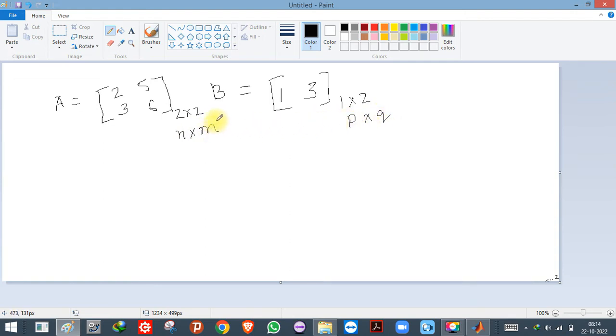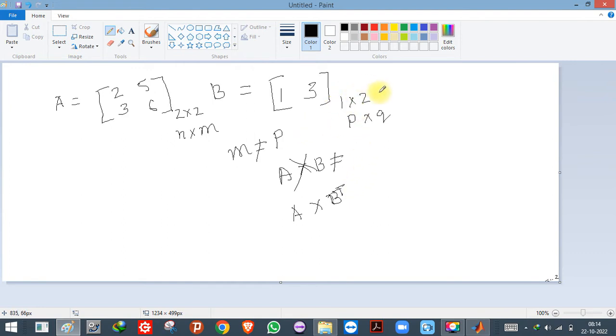So again I am telling those who know all these things about MATLAB, they can skip this lecture, because I just want to start from the beginning for all those who are absolute beginners in MATLAB. So I just want to give them a basic idea about this operation. So now here m is not equal to p, so A cross B is not possible. Okay, this is not possible. Now what I can do, A cross B is not, but A into B transpose is possible.